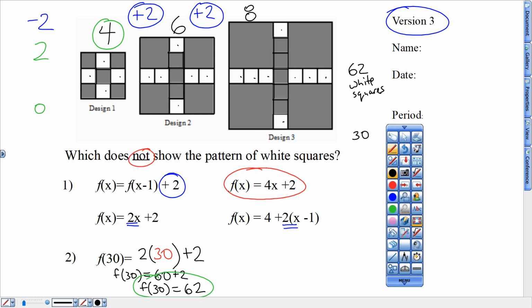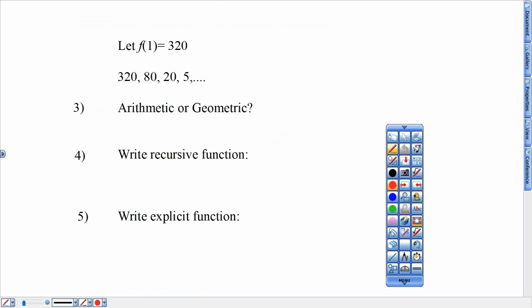All right, moving on. This one right here is clearly geometric. Looking at the smaller numbers, from 20 to 5, I'm dividing by 4. That's one way you could see what you're dividing by. Another way is dividing 320 by 80 to get 4. But no matter what, this is dividing by 4, dividing by 4. But remember again, we don't show dividing by 4. We show dividing by 4 as timesing by 1/4. Timesing by 1/4 is the same as dividing by 4.